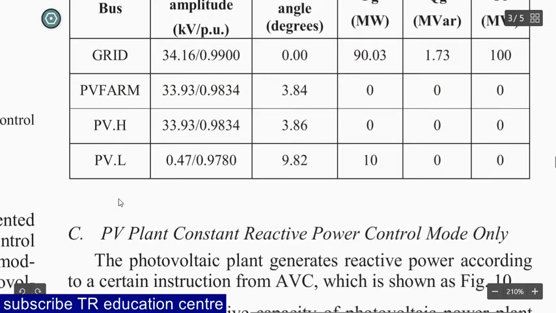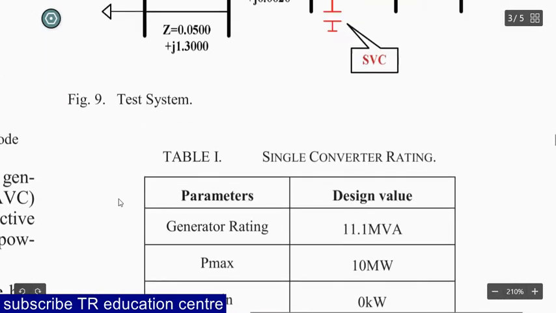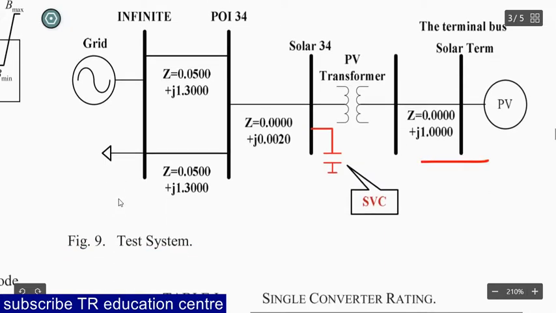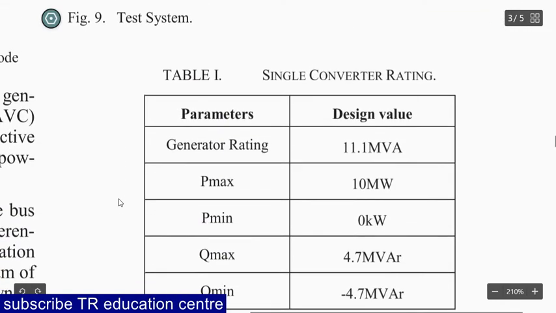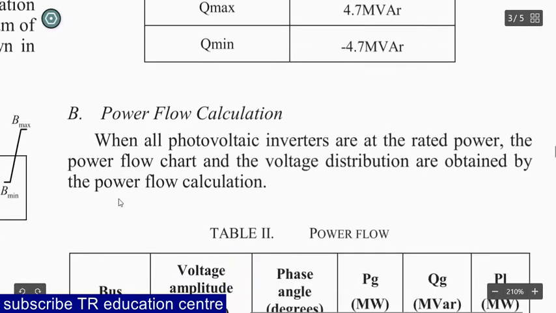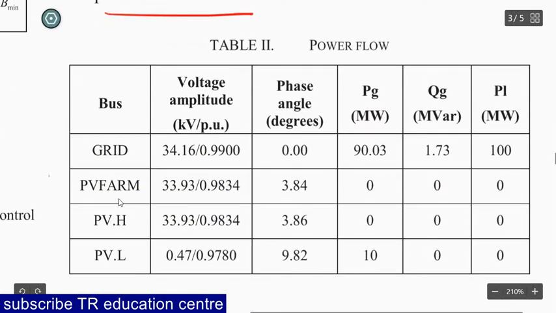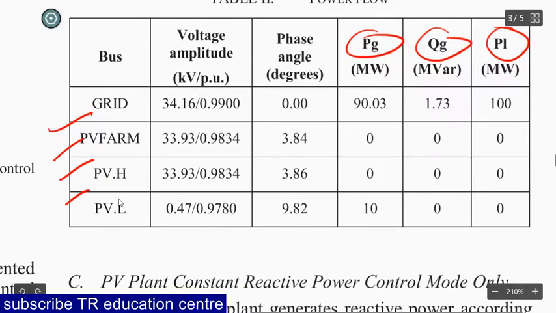Next, this is the test system. Terminal bus, solar, PV and transformer, solar grid. Power flow calculation. When all photovoltaic inverters are at rated power, the power flow chart and voltage distribution are obtained by the power flow calculation. And grid voltage and photovoltaic H and photovoltaic L, voltage magnitude, phase angle, power grid, Q, PG, active power, reactive power, and PI, megawatt power.